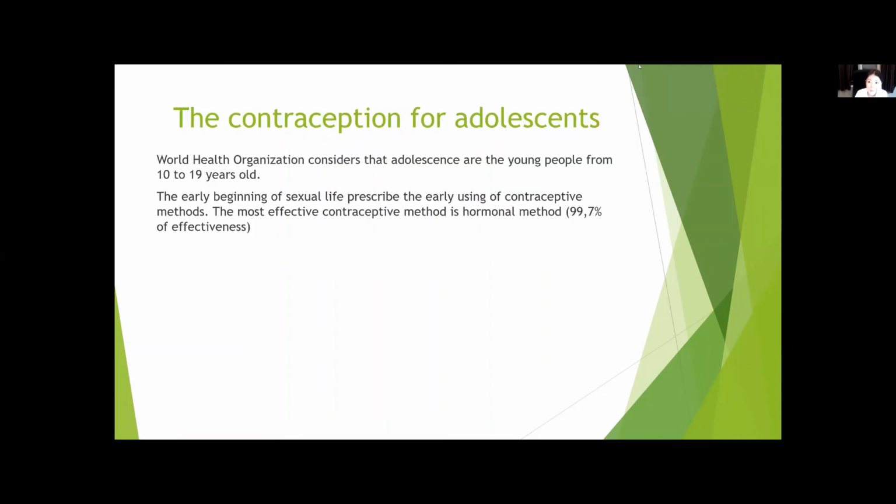Contraception for adolescents. The World Health Organization considers that adolescents are young people from 10 up to 19 years old. The early beginning of sexual life prescribes the early use of contraceptive methods. The most effective contraceptive method is the hormonal method. It has 99.7% effectiveness.